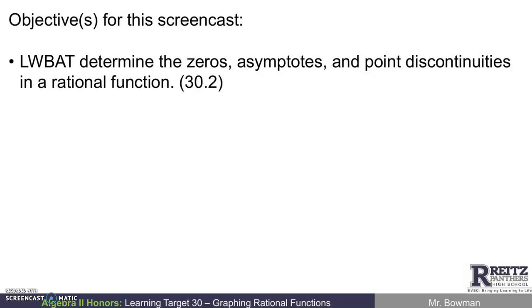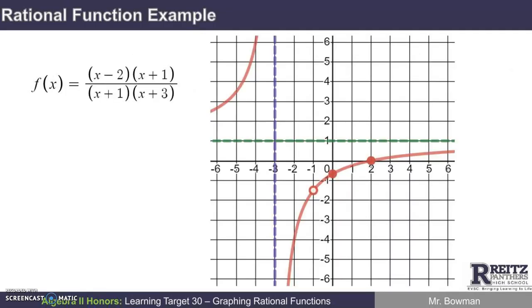The objective of this screencast is learners will be able to determine the zeros, asymptotes, and point discontinuities in a rational function. Okay, this function here on the left side of the screen is a rational function. It's a function whose function rule is a rational expression.